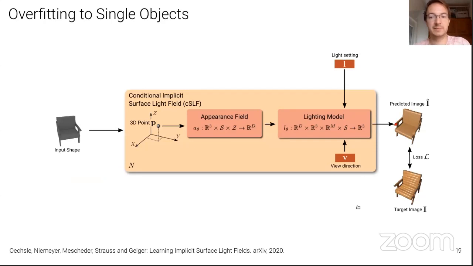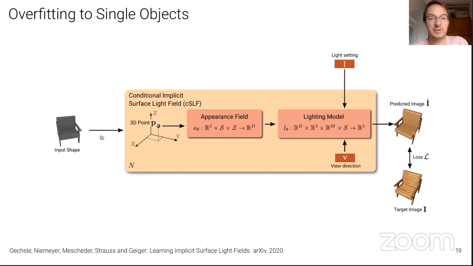So let's look at some examples. The first experiment that we performed was overfitting to a single object. The input here is the shape of a single object, and we minimize the reconstruction loss between a target image. We use a photorealistic database with materials here. Unfortunately, there are not that many databases that can be used, but there is one for chairs, and we try to minimize the reconstruction error here.